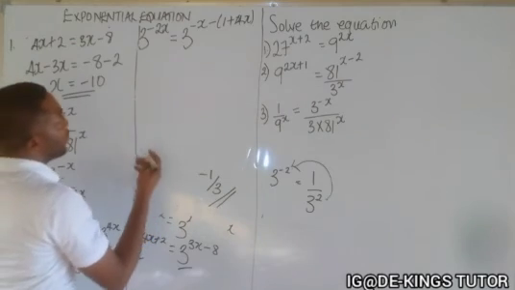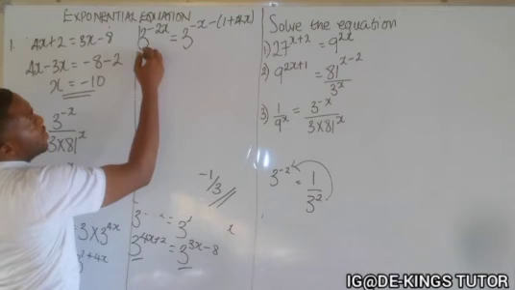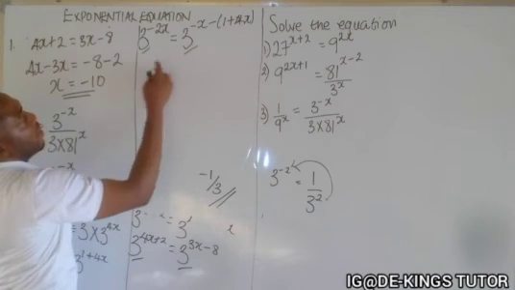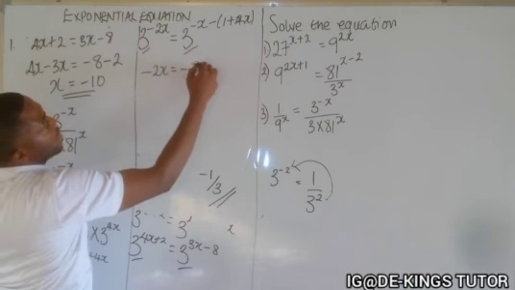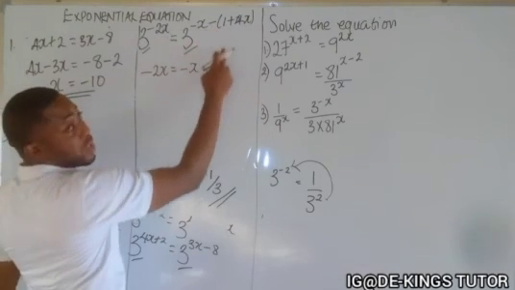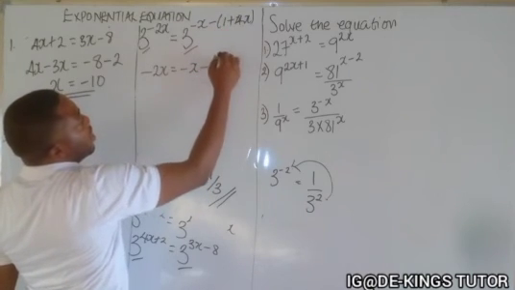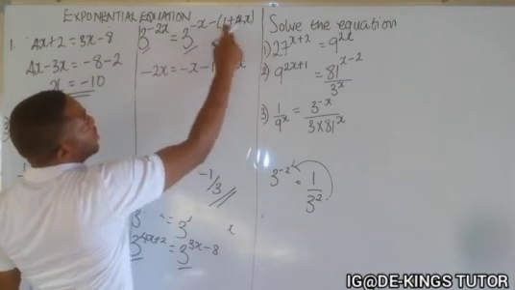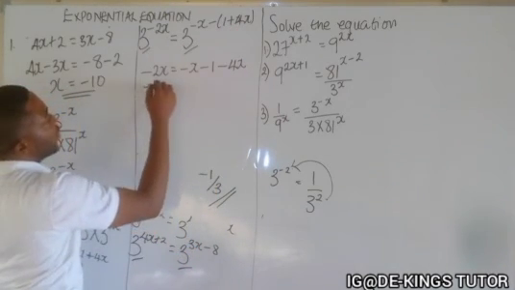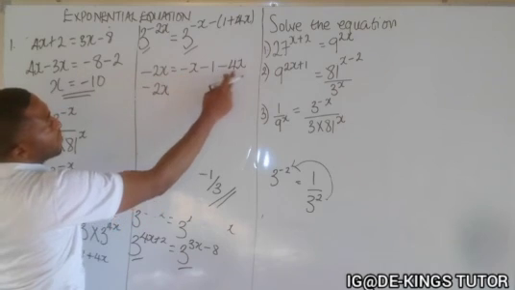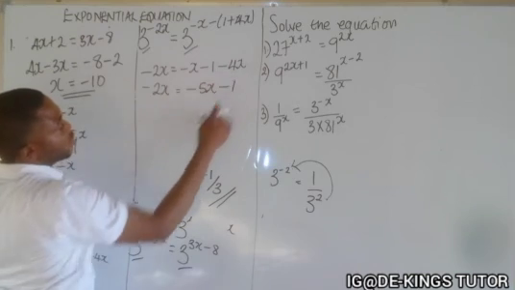So we will solve now. At this point, we can equate the indices, since the bases cancel each other. So we have minus 2x in the power equal to minus x, and this minus multiplies everything in the bracket. Minus times this, we have minus 1 and minus 4x, because minus times plus is minus. At this point, we collect like terms. First of all, we have minus x minus 4x, which gives us minus 5x minus 1.